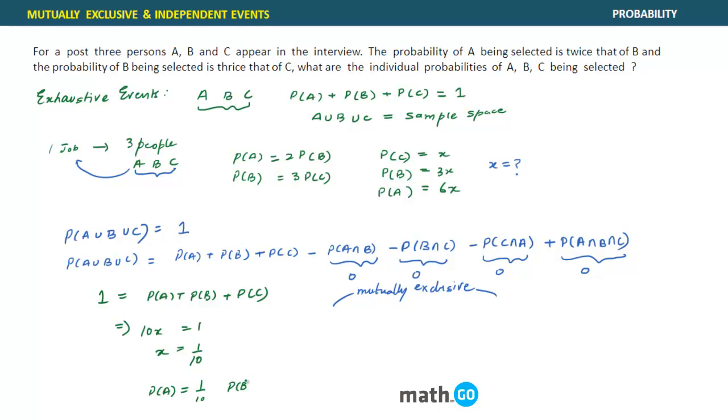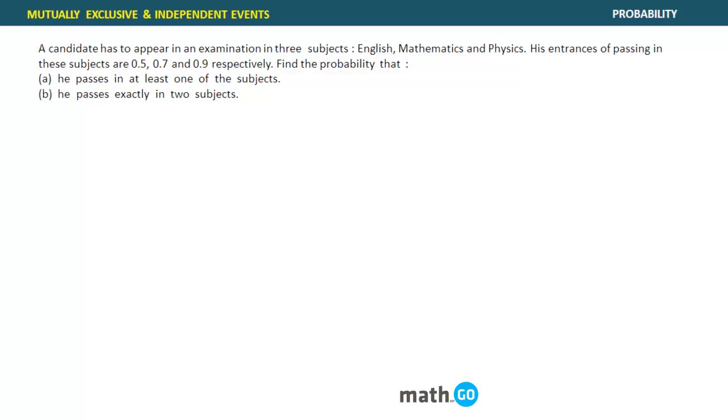1 by 10. Alright, this is how you need to think on problems based on this level, right? So this is 6 by 10, and sorry, this was PC. Just rectify it. Let's take another question. It says a candidate has to appear in an examination in 3 subjects, right? The 3 subjects are English, math and physics.